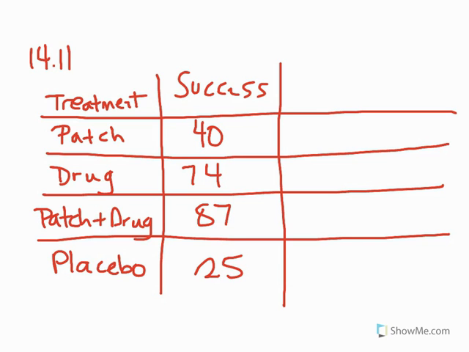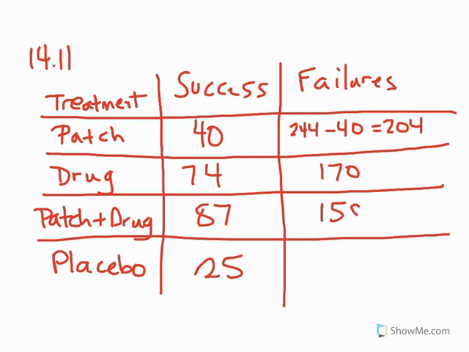Well, if success is defined as not using nicotine a year after treatment, then the only other option that we could have here is to say, well, what about the failures? So what we really need to do is we need to have something to compare the successes to. How would I calculate the failures? Well, I'd take the number of subjects who succeeded, subtract those out from the total, and that would give me the failures. So for example, in the first one here, it'd be 244 minus 40, or 204. For the drug, the same procedure would give us 170 failures, 158 failures, and 135.